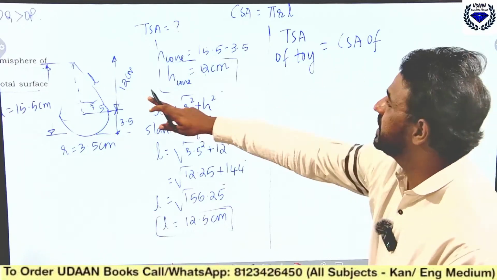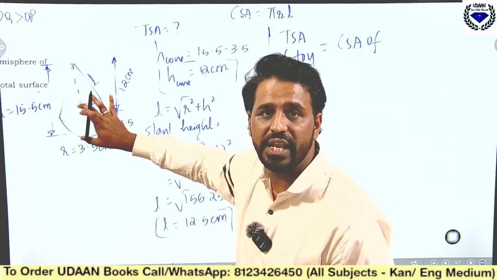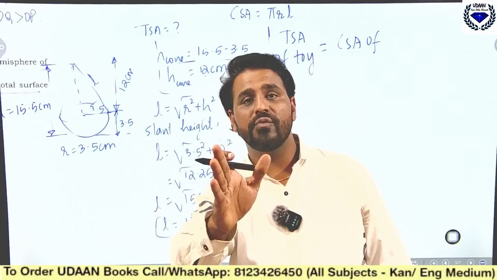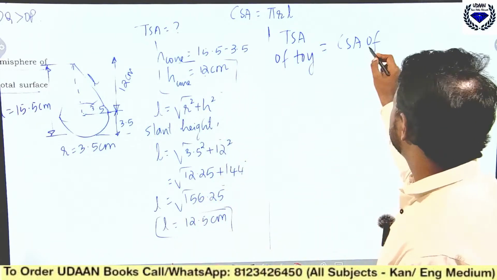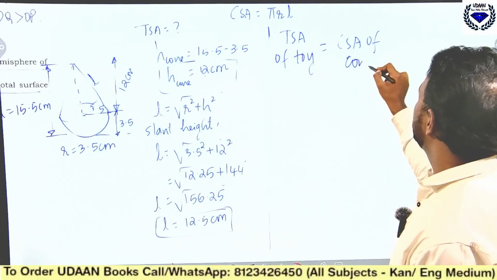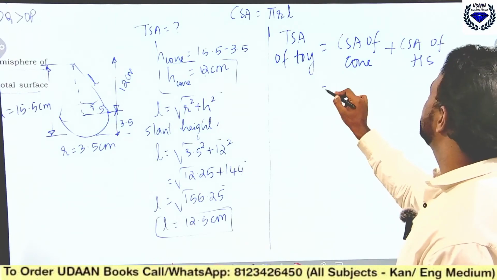So you can just see the two figures here. There is a cone, CSA of cone and CSA of hemisphere. If you add the CSA of cone and the CSA of hemisphere, you will get the TSA. So here CSA of cone plus CSA of hemisphere. So what is the CSA of cone?